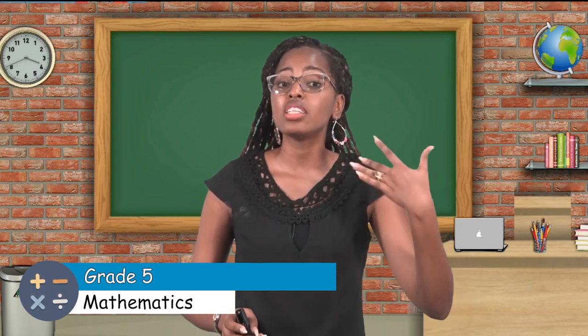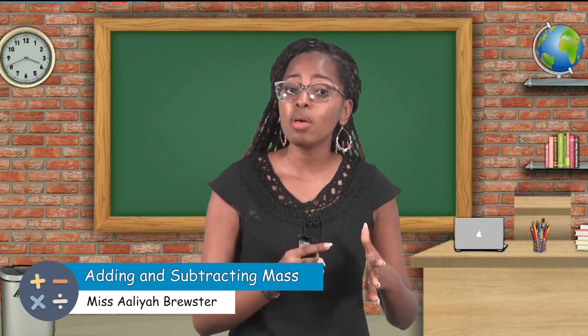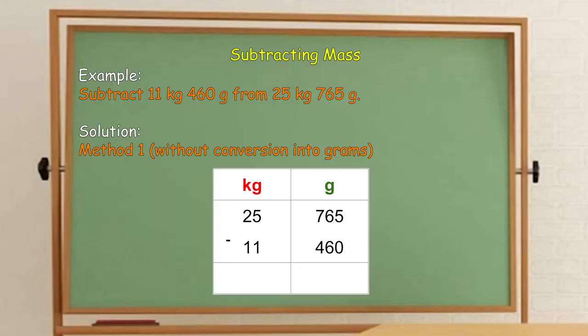If you're not comfortable with that method, of course, there's the other method that does not involve conversion. Instead, we're simply going to rearrange our problems into two different columns. You would observe that we have both of our numbers separated into two columns, kilograms and grams. It is safe for us to subtract. We're going to subtract the grams first. Here we have 5 subtract 0 would give us 5. 6 subtract 6 is 0. 7 subtract 4 is 3. So when we subtract our grams, our answer is 305.